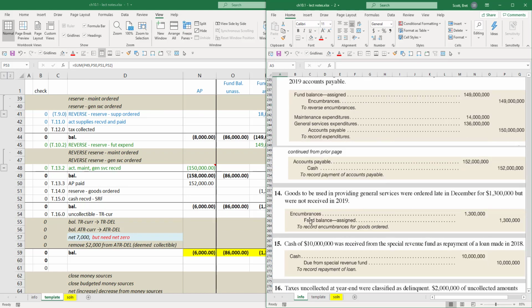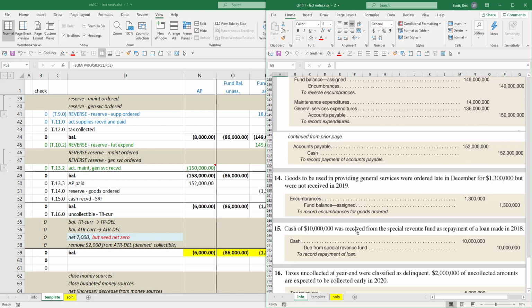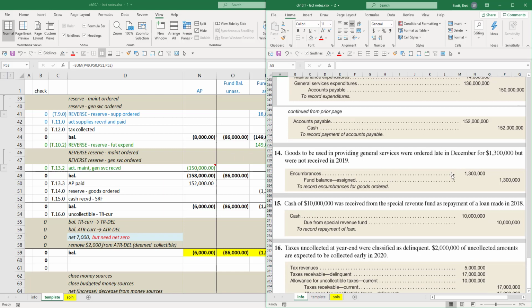So that's where we do a debit to encumbrance. Legitimately, that happened this year. Credit the fund balance assigned. Fair enough. And by the way, that won't be paid out until next year.